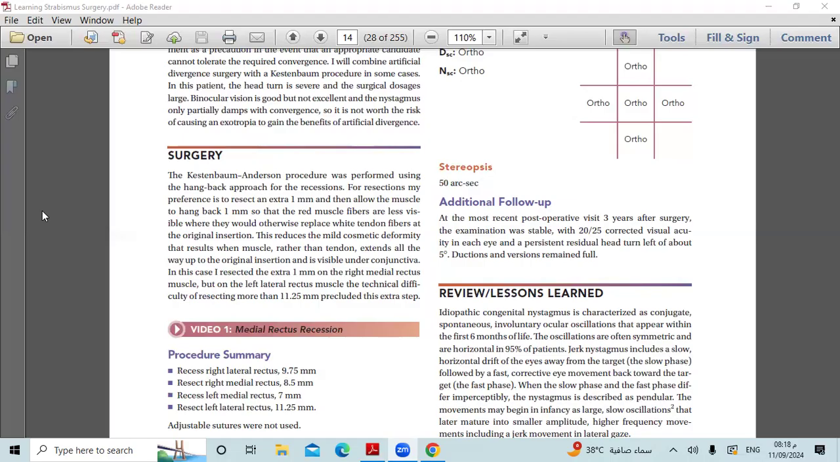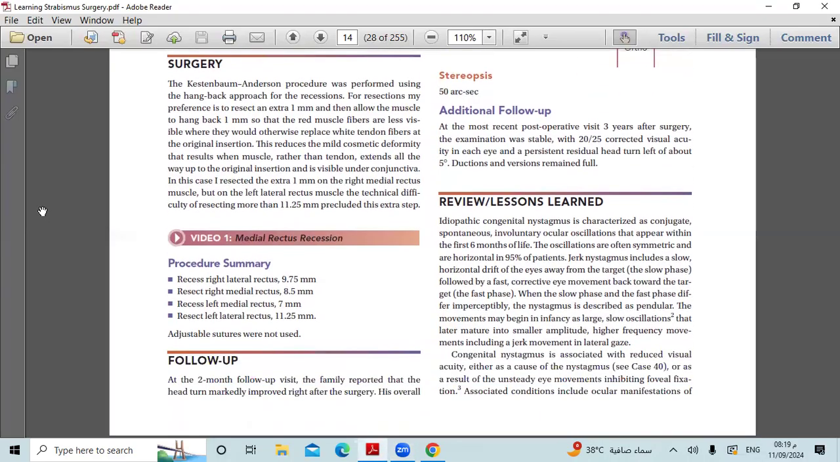In this case, I resected the extra 1 millimeter on the right medial rectus muscle, but on the left lateral rectus muscle, the technical difficulty of resecting more than 11.25 millimeters precluded this extra step.